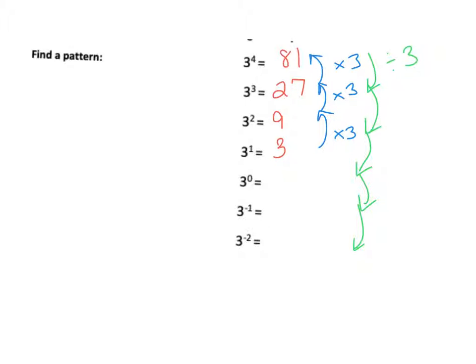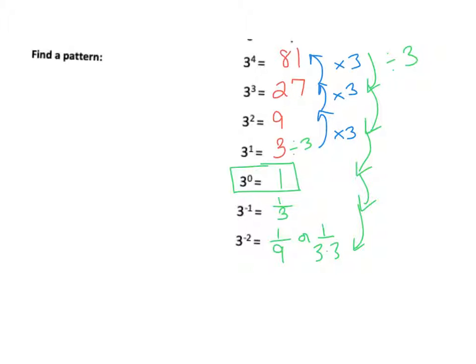So if we continue this, if I take 3 divided by 3, I'm going to get 1. So here's another reason that 3 to the 0 power is equal to 1. And if I continue this, I would have 1 divided by 3, and then 1/3 divided by 3 would be 1/9, or 1 over 3 times 3. So hopefully what you're seeing is that a negative exponent actually makes something be a fraction.